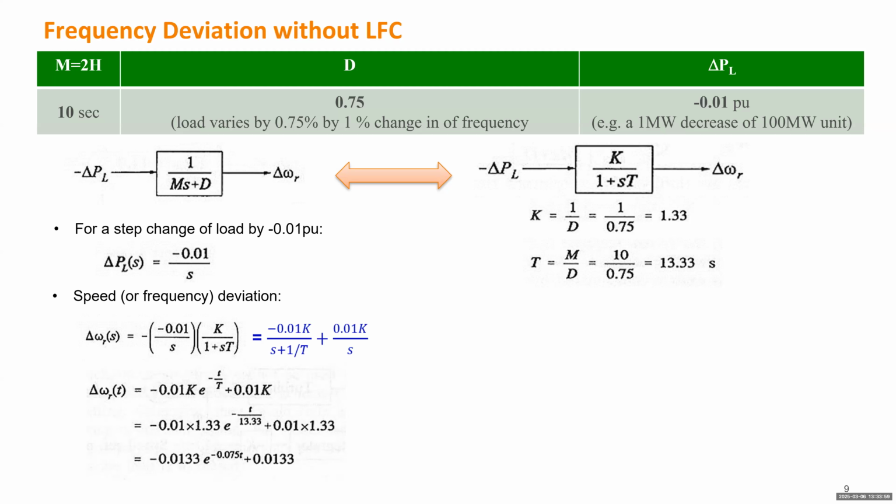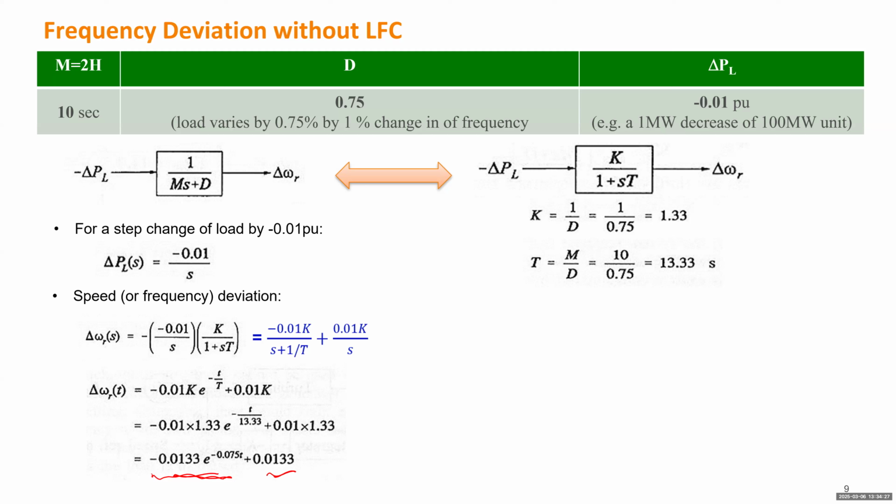So the answer will have two items. The first item is an exponential function with a negative exponent regarding that time constant. The second is just a constant value. If we plug in all the numbers, we have a time function for the first item, and the second will be just a constant value.